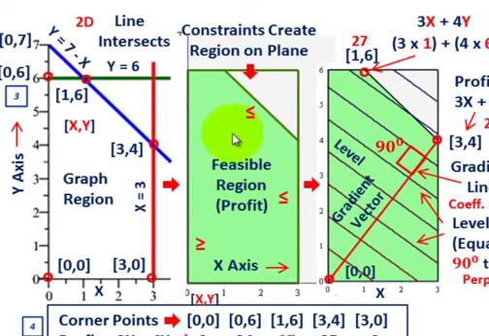This green, what I'm showing here, that's the feasible region. That's really those different points that we looked at here. So you can see how they translate over here. So these constraints, these lines that we have here, were the constraints, and these constraints create a region on a plane here. So this is the feasible region for our profit here.